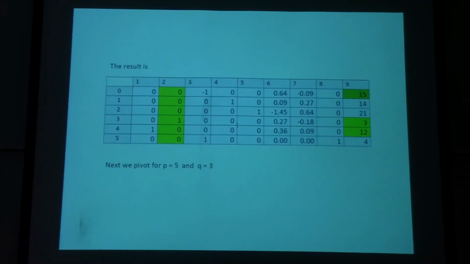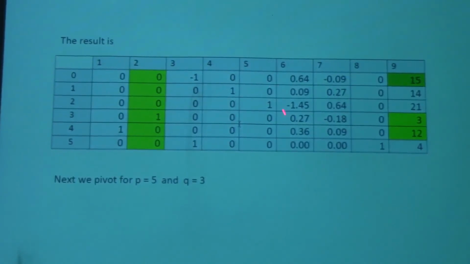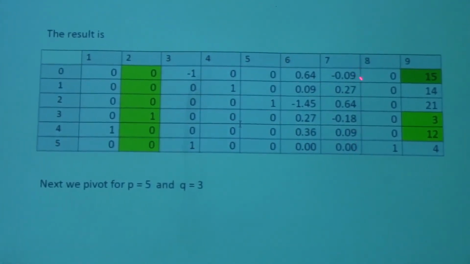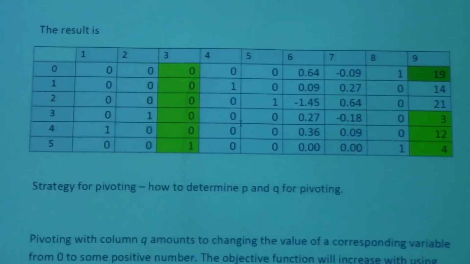So notice that I have all zeros here, so the only chance I can get into the basis, I have to use this as a 1 here. This is already here. So what's my objective function going to increase to? 19. So if I add this equation to this one, I'll get a 0 here, 0, 0, 0.64, negative 0.09. What do I get here? 1, and I'll get here 19. Basis, basis, basis.